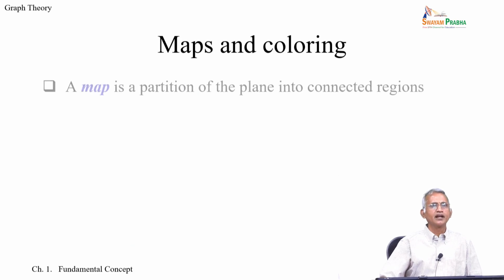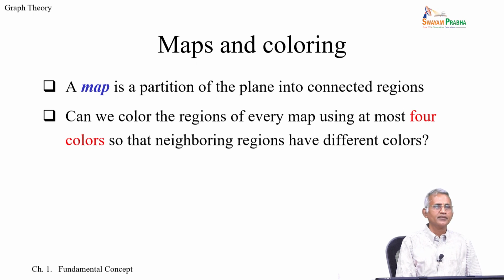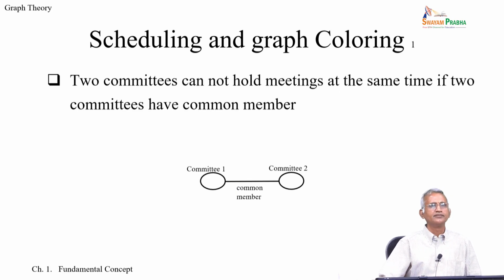Next, maps and coloring. A map is a partition of the plane into connected regions. Can we color the regions of every map using at most 4 colors, so that neighboring regions have different colors? Map coloring is a form of graph coloring. A region means a vertex, adjacency means an edge.